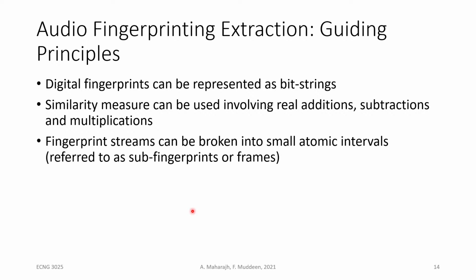Now, because we're using the non-semantic features to form the core of our system, any of these digital fingerprints can be represented as what we refer to as bit strings. And because they're digital in nature, we can actually do similarity measures using addition, subtractions, and multiplications. And we can break up these fingerprint streams, our bit strings, into small atomic intervals, which we're going to refer to as sub-fingerprints or frames of the signal.